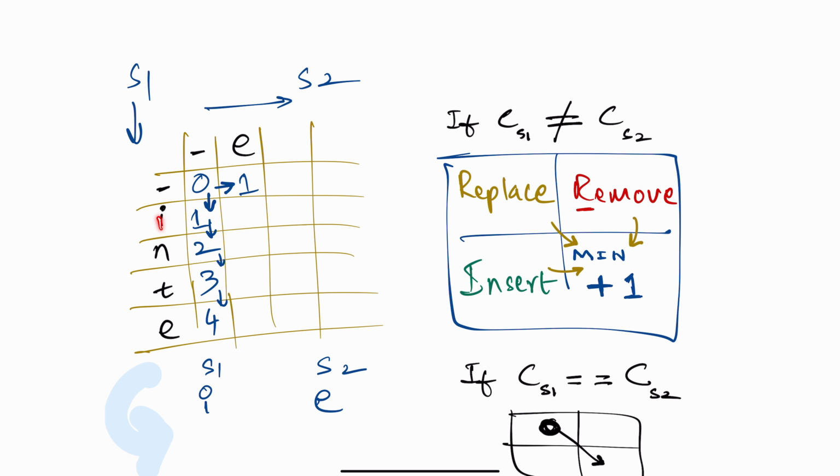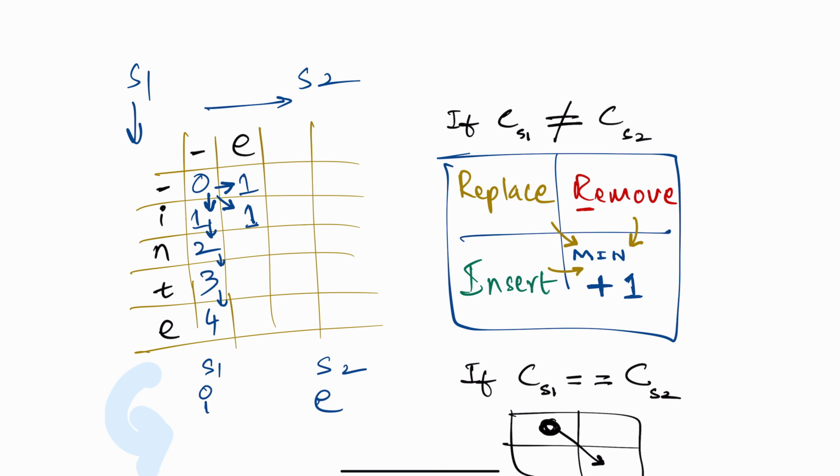Since I is different and E is different, I need to replace I with E. I and E are different, so I will replace. Replace means this arrow, 0 with 1. It was 0, and I will say replace with 1. Since I does not match E, I will increment.